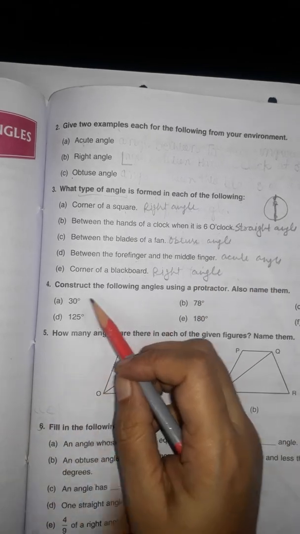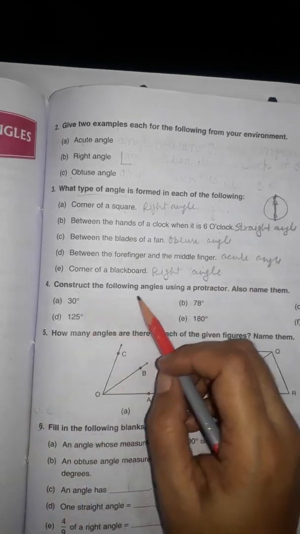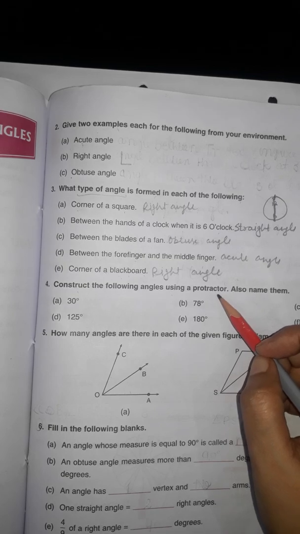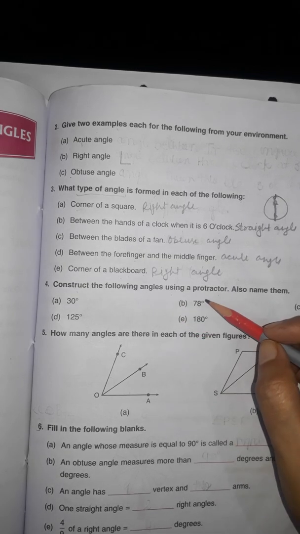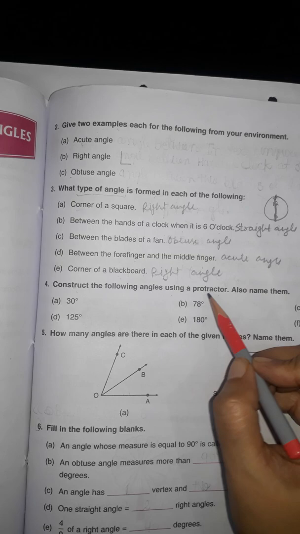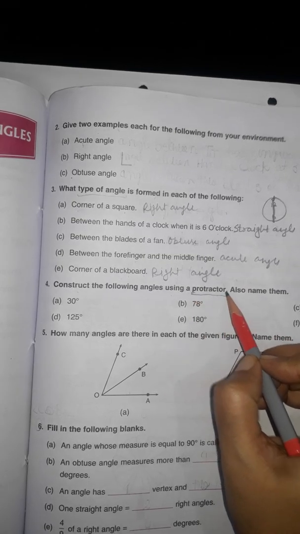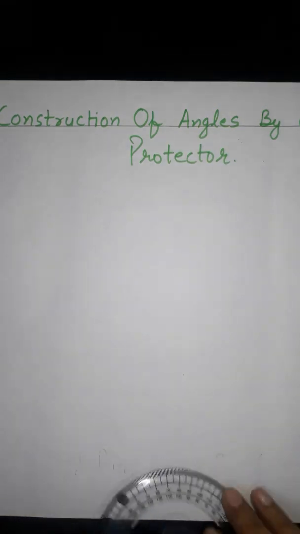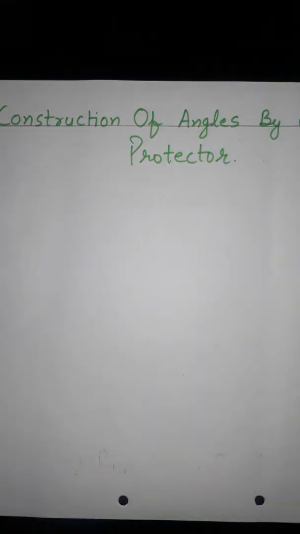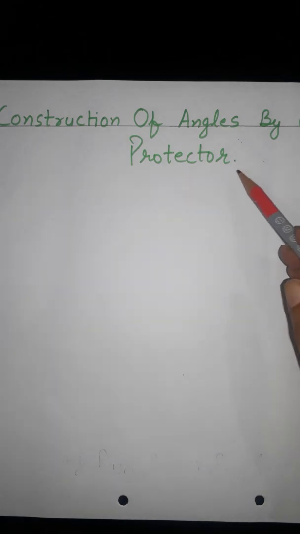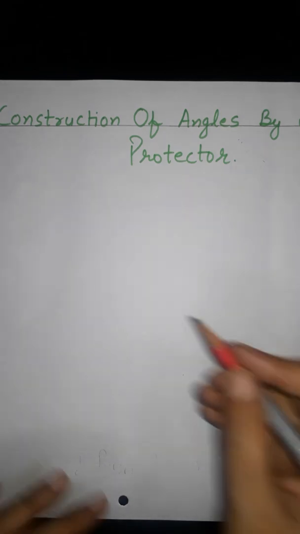Okay, after that, construct the following angle using a protractor. So here you have to construct the angle, you have to draw the angle by using the instrument protractor. Now I will show you how we can construct an angle by using protractor. I am going to construct an angle of 30 degree.